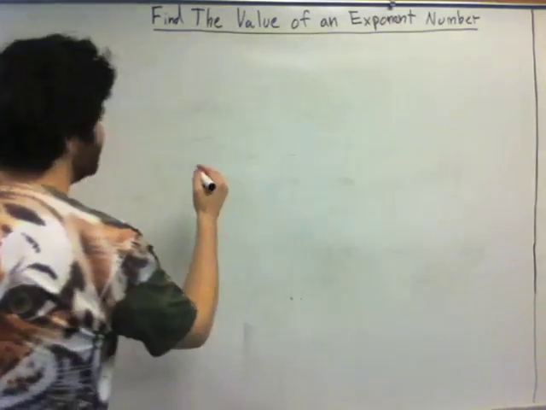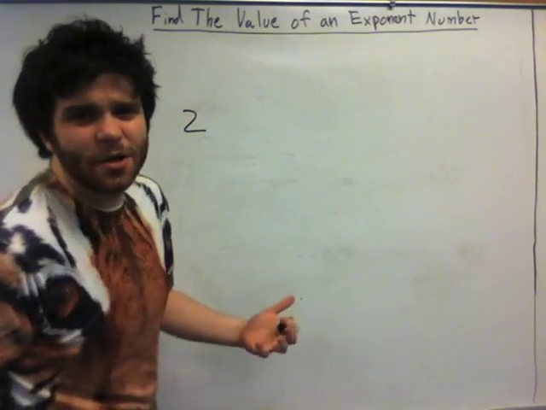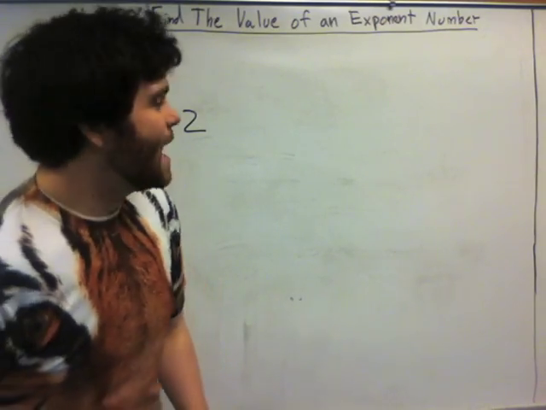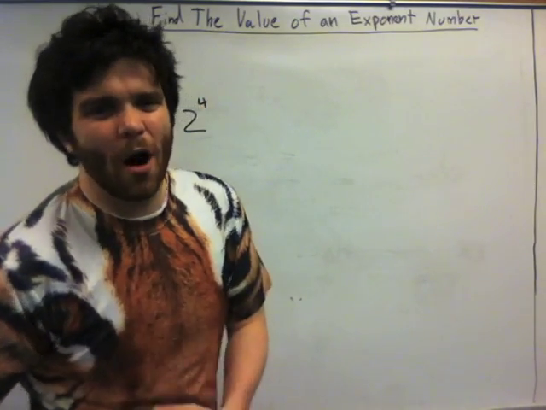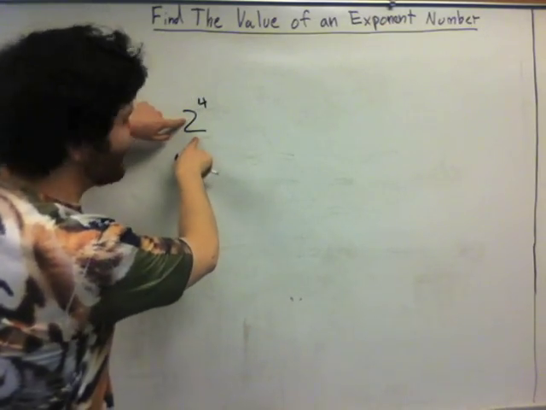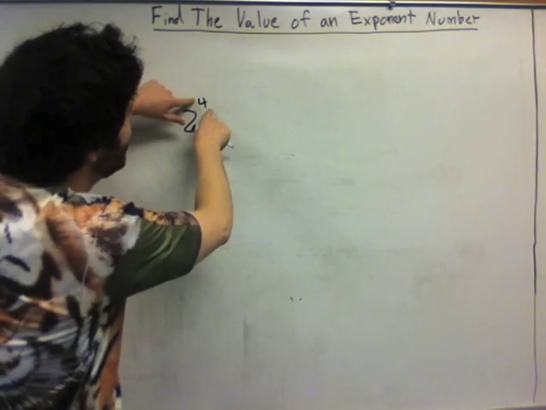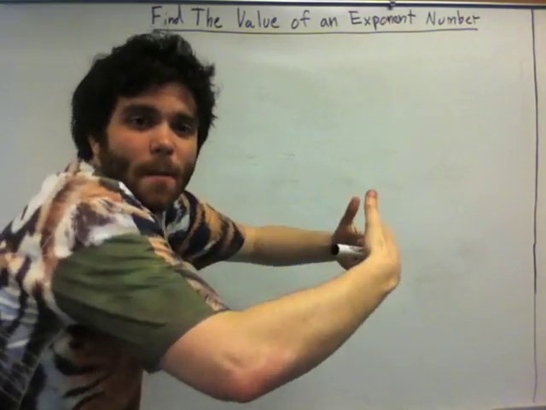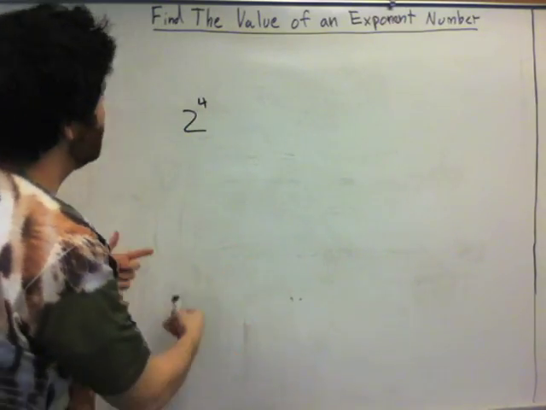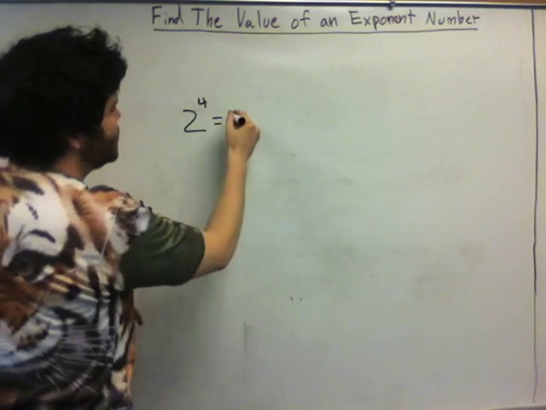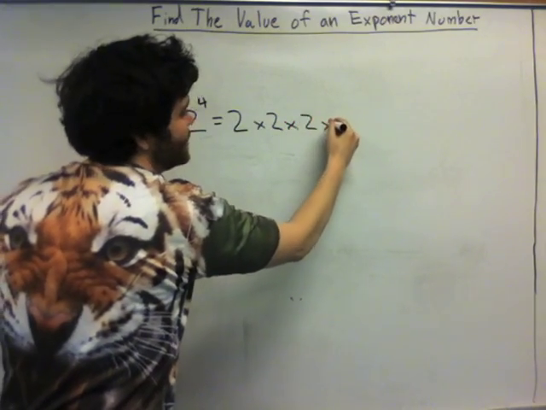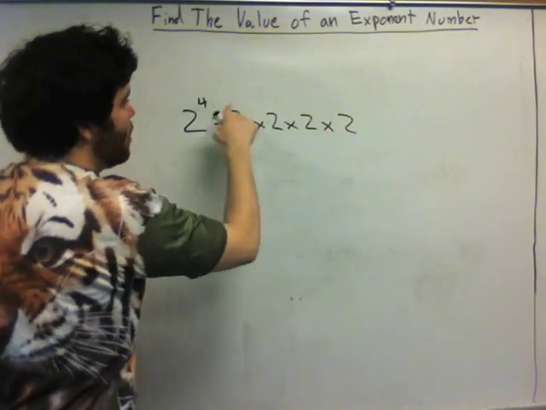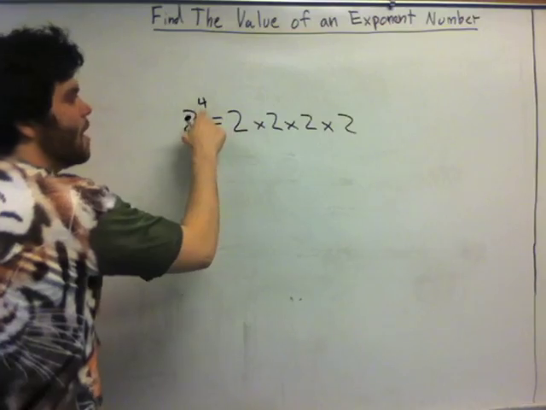Let's start with a really simple example. Our base is going to be 2. 2 is a good base because it's really easy to multiply. And let's say our power is 4. Alright, so that means that the base is the number that I'm talking about, and the power is that number that tells you how many times you're going to multiply it by itself. So that's going to be 2, the number I'm talking about, times 2 times 2 times 2: 1, 2, 3, 4 times.